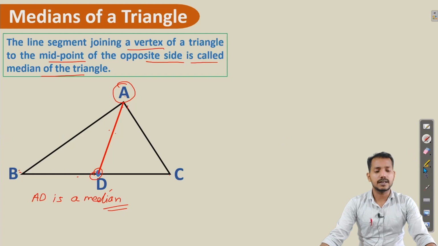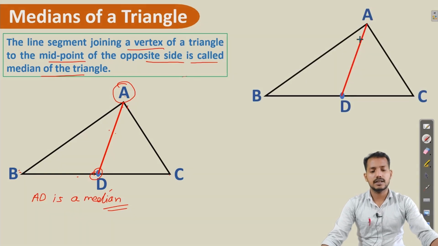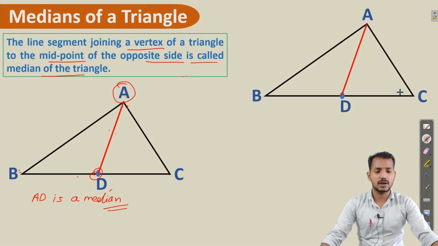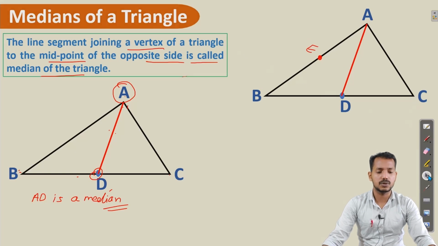Now, how many medians are possible for a triangle, or how many medians does a triangle have? AD is a median which is drawn from the vertex A. Now I am going to draw a median from the vertex C. So just mark the midpoint of AB as E. Now draw a line from C to E. You can see CE is the second median.